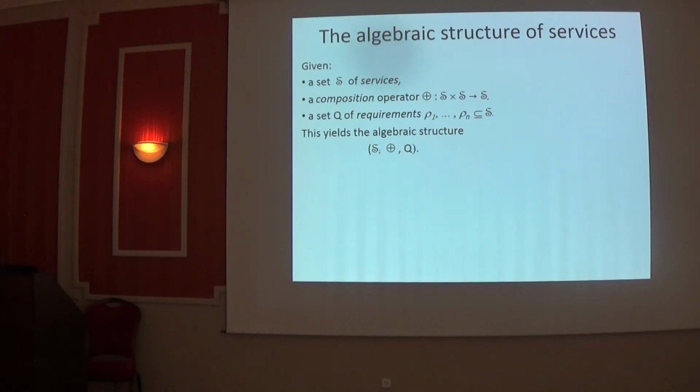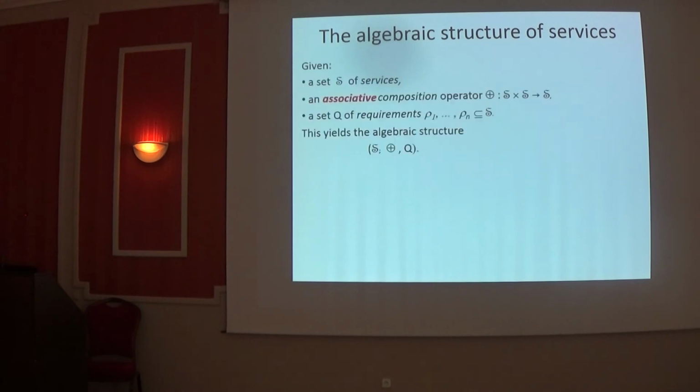So what are we given? We have a set of things we call services. We have a composition operator. We have a set of requirements or properties. And this is a very well-known kind of algebraic structure: one set of elements, one binary composition operator, one set of compositions. And of course, we want to have it associative. That's what we wanted from the start. And this is the kind of algebraic structure that we should consider.